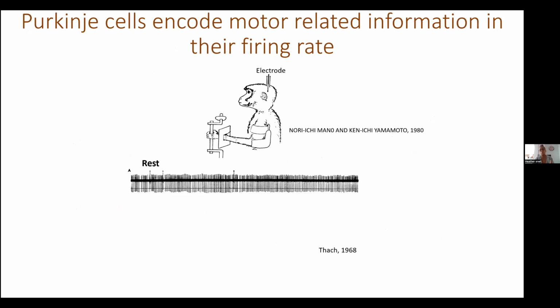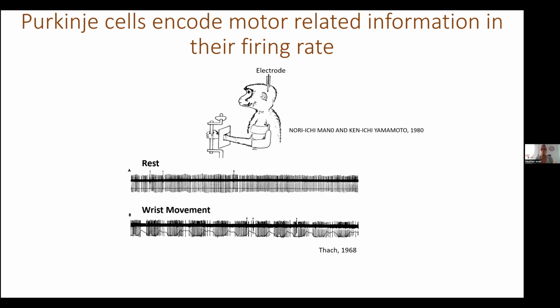This is something that was proposed over 60 years ago by John Eccles. In this experiment, they put an electrode into the cerebellum and they task a monkey with modulating a lever with its wrist. This is the Purkinje cell firing here at rest. It's very regular. But once the monkey starts moving its wrist, the Purkinje cell starts modulating its activity based on this movement.